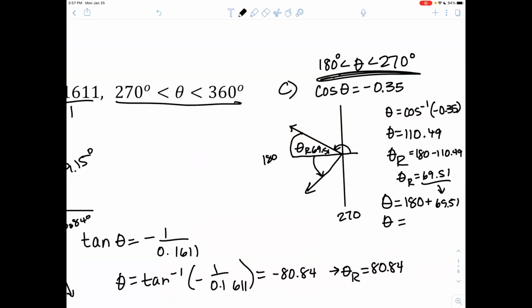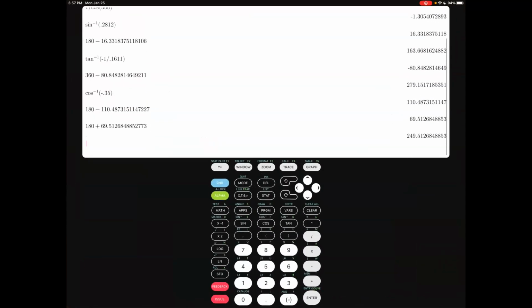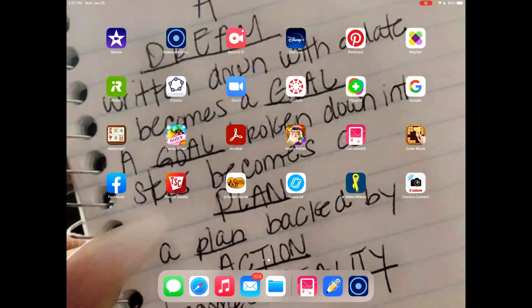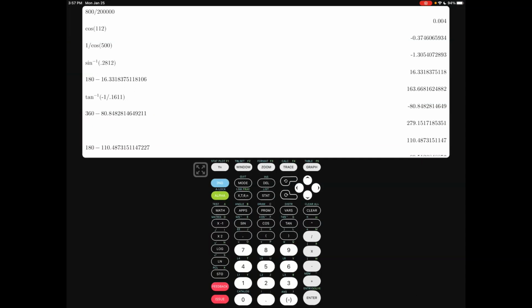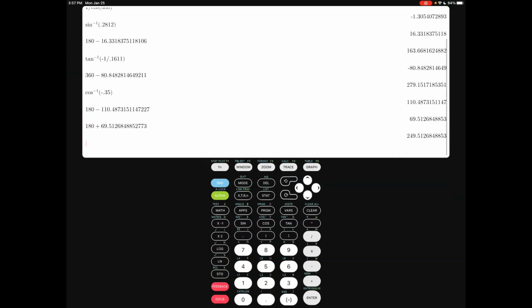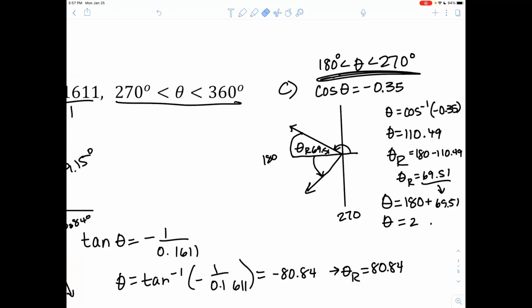Okay, so we're going to check this to make sure it's right. So theta is equal to 249.51. Wow, I already forgot what it was again. Don't get old, 249.51. So let's clean that up.